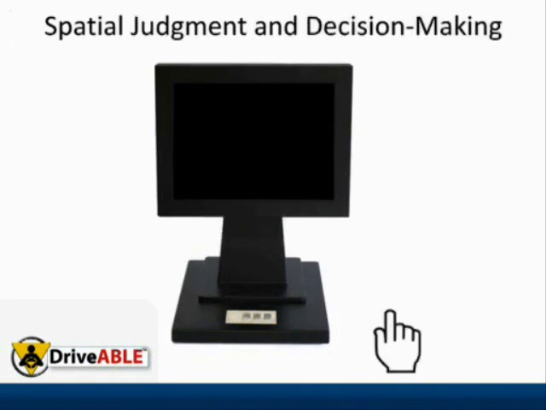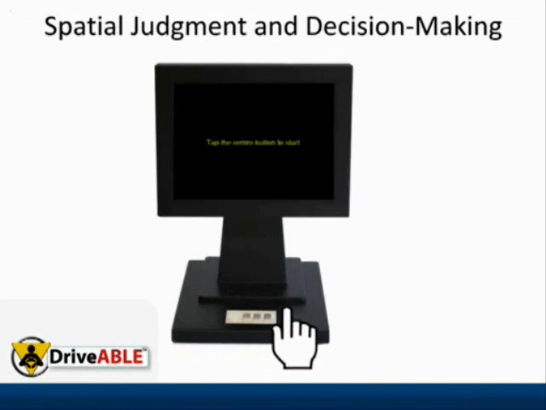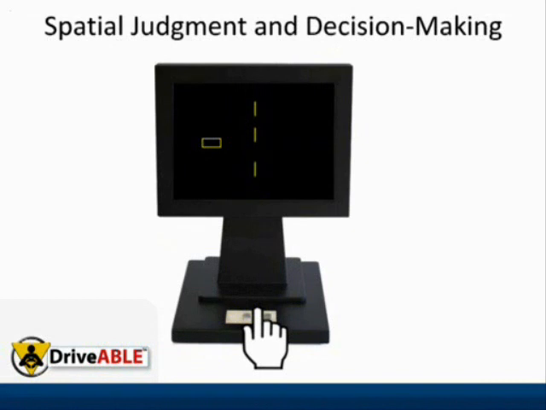Spatial judgment and decision-making task. Turns, merges, and crossing a stream of traffic are maneuvers associated with high crash rates. Complex judgments about the speed of oncoming traffic, the distance between cars, and the acceleration of the driver's own car are needed. This task measures relevant abilities by having the client make decisions about when it is safe to accelerate the box to move it between the lines.